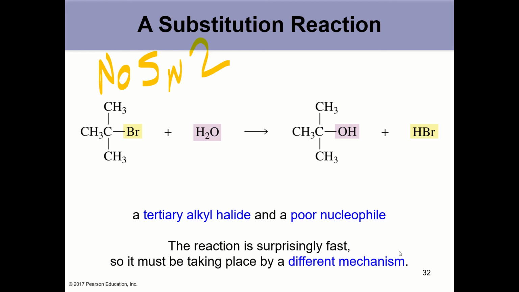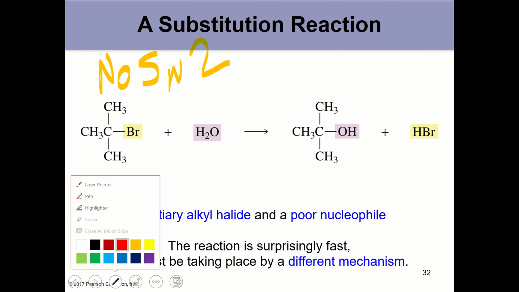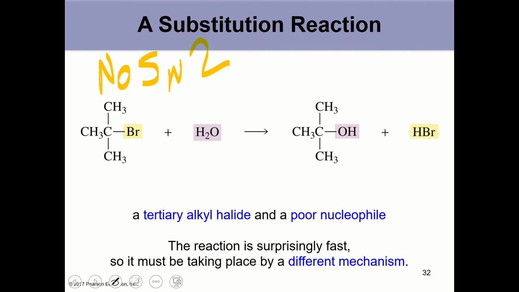All right, continuing chapter 9, we are going to look at another reaction type, and that is shown on this slide. So notice that the starting material here is a tertiary alkyl halide, and that it is reacting with water to make the alcohol. But we know that tertiary alkyl halides do not react through an SN2 mechanism. The tertiary alkyl halide is a poor electrophile and water is a poor nucleophile.